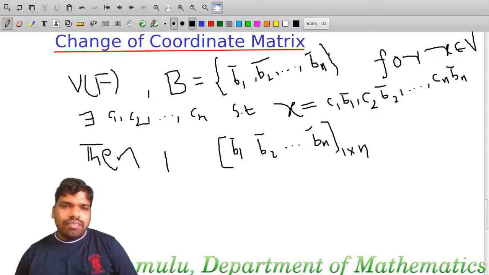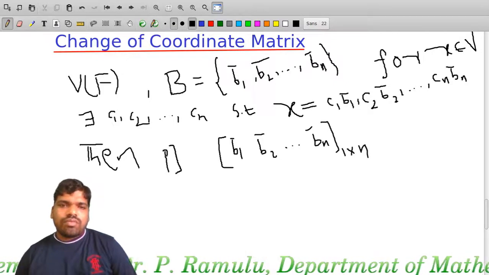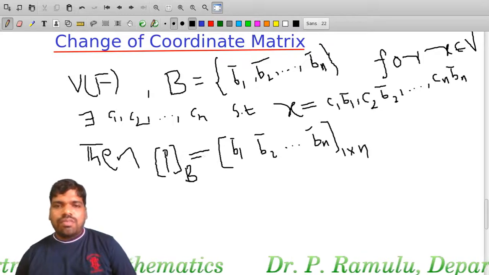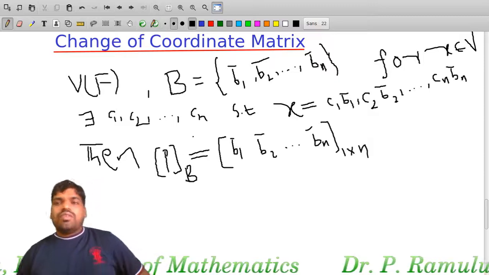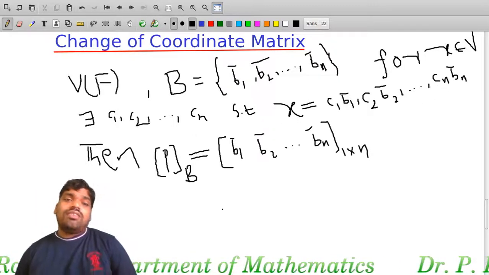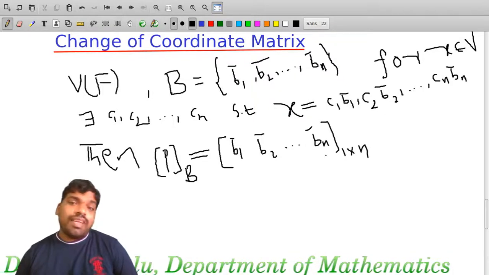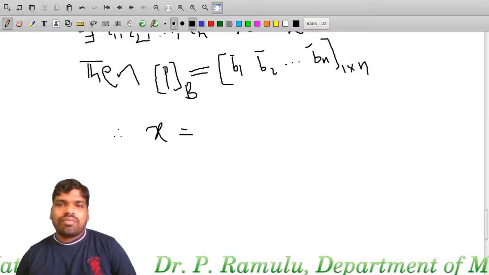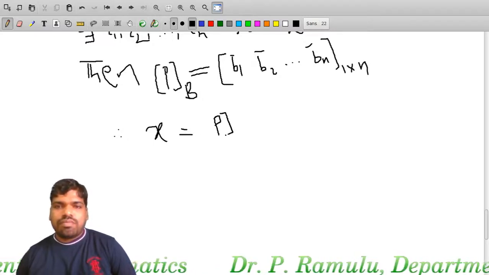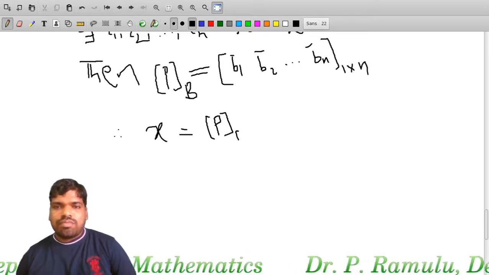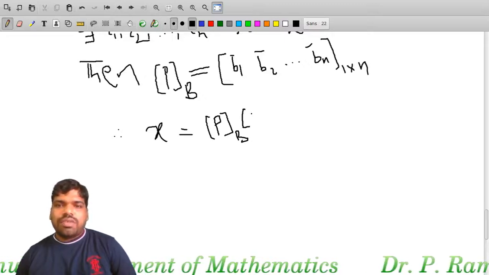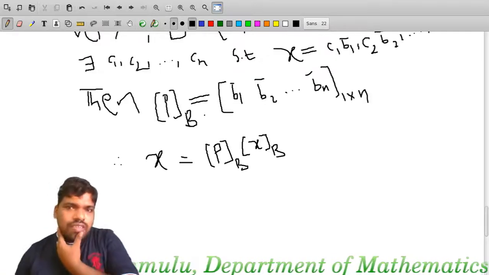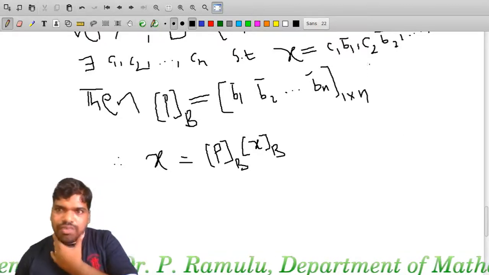It is denoted by PB. Therefore PB is the change of coordinate matrix. You already know the coordinate vector; this is the change of coordinate matrix. Therefore x equals PB times XB. You can observe here that this PB is nothing but the change of coordinate matrix.